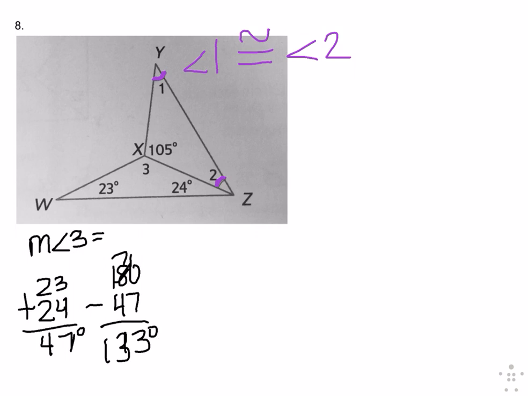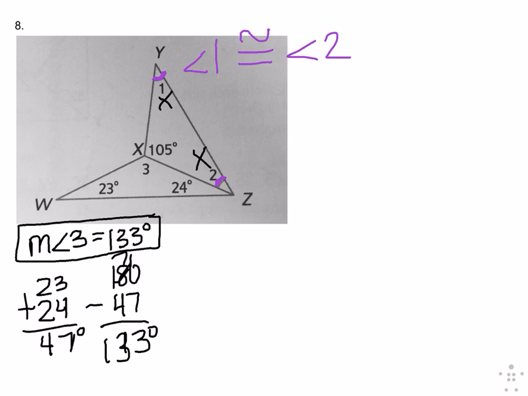So we get 133. So the measure of angle 3 is 133 degrees. Now to find the measure of angle 1 and angle 2, we're going to need to use some algebra. So I'm going to say that the measure of angle 1 is x, and the measure of angle 2 is also x, because we know that they're congruent to each other.